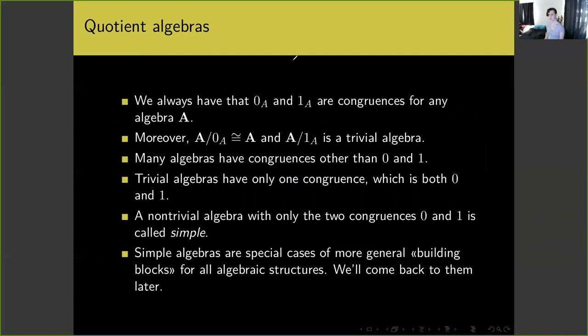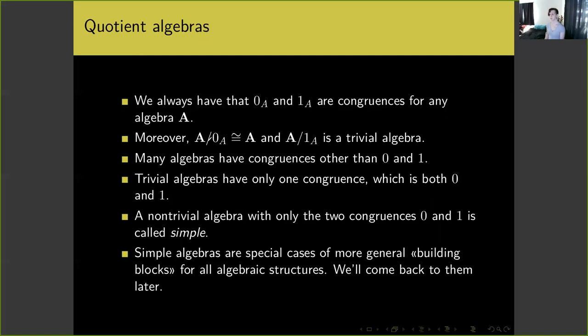For some examples of congruences, we actually always have that 0 and 1 are congruences for any algebra A. Before, we had only seen that they were equivalence relations, but it's also a fairly straightforward argument that 0 and 1 are also always congruences, no matter what the algebra is on the universe A, on which these guys are equivalence relations.